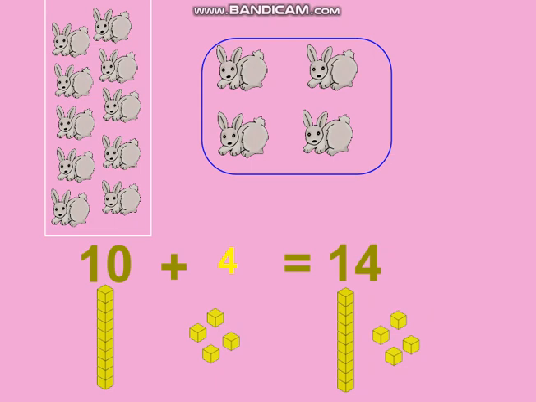Wow, look at these rabbits. Also, we've divided them into two groups. 10 rabbits, and in the second group, we have 4 rabbits. To represent number 10 using blocks, we need 1 ten. To represent number 4 using blocks, we need 4 ones. Together, 1 ten, 4 ones, we've got number 14. So if we want to decompose number 14, we need 10 and 4. 10 plus 4, we've got number 14.